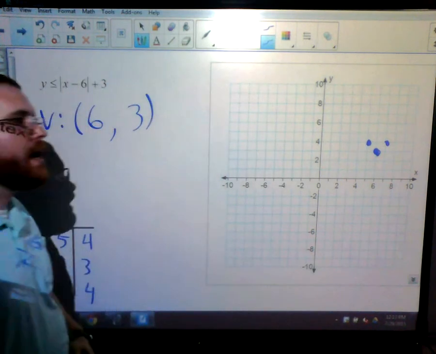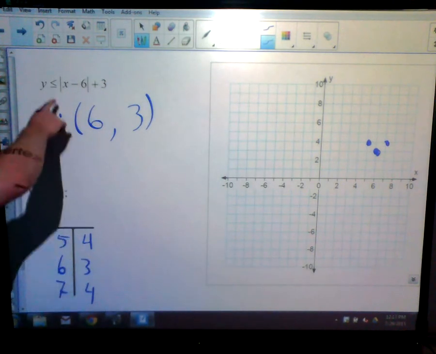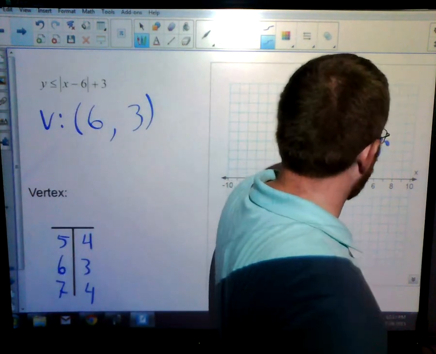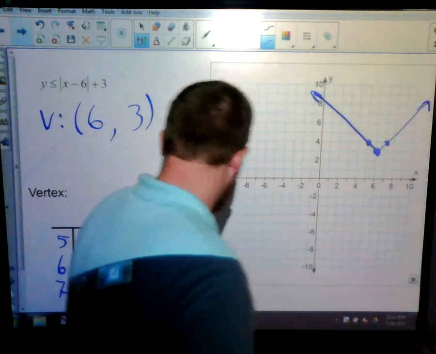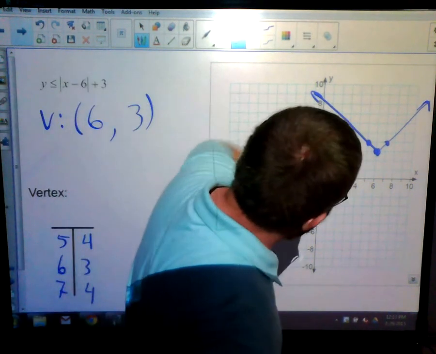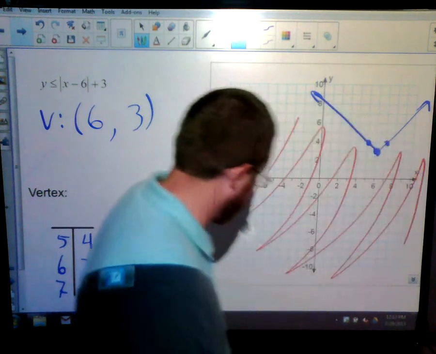Now, is this a solid line or a dotted line? It's equal to, so it's a solid line. Now, it's less than, so which way do I shade? I shade below. Less than means shade below. And that's my graph.